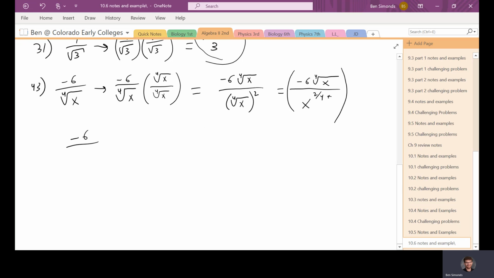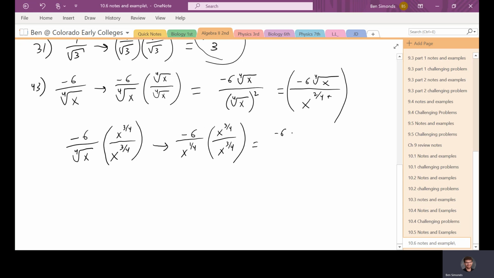So we start with negative 6 divided by the 4th root of x. And what we're going to do is we're going to multiply by x to the 3/4 over x to the 3/4. So in order to see it a little better, let's rewrite this in exponential form. So we have x to the 1/4 in the denominator there, right? The 4th root of x. We're multiplying this by x to the 3/4 over x to the 3/4. So what happens when we do that is we get negative 6x to the 3/4 on top.